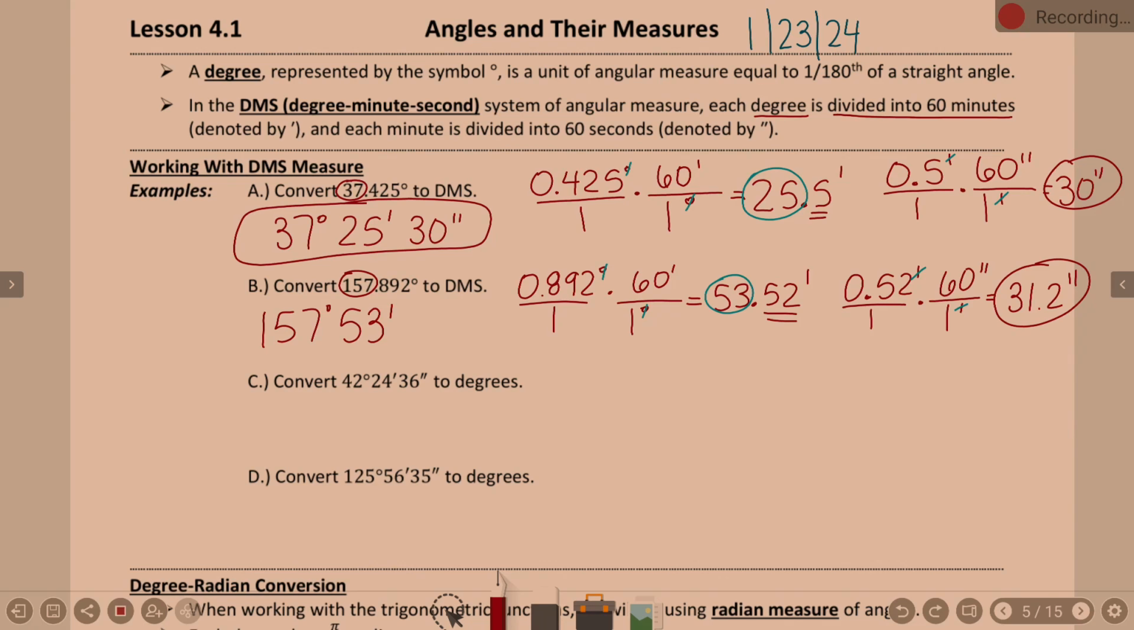Now, here's the deal. Do we have any more conversions to do? No. So at this point, I would take that whole 31.2 and put it in your answer. Okay? The other ones, I have more conversions to do. So I'm taking the decimal pieces and I'm changing them. I'm converting them. This one, I'm done. And so I'm going to take the entire 31.2 seconds. Okay?